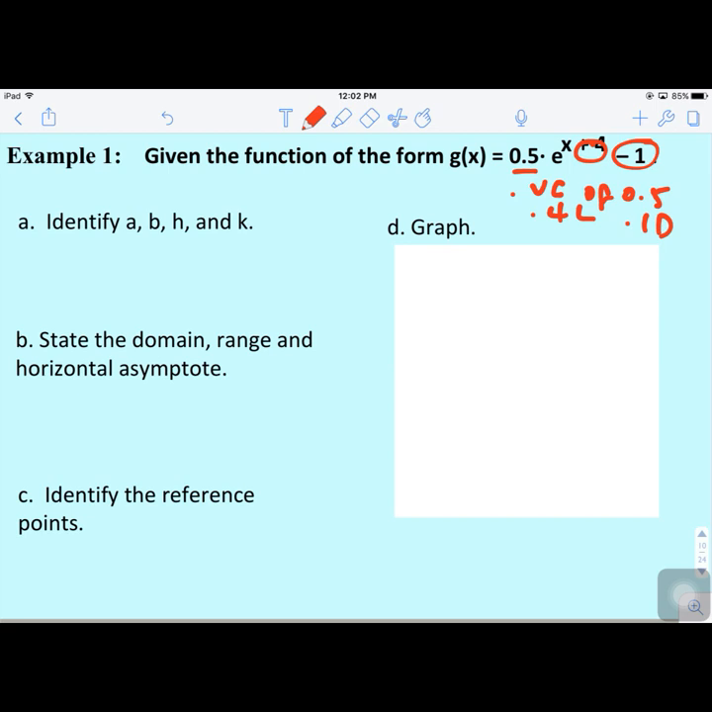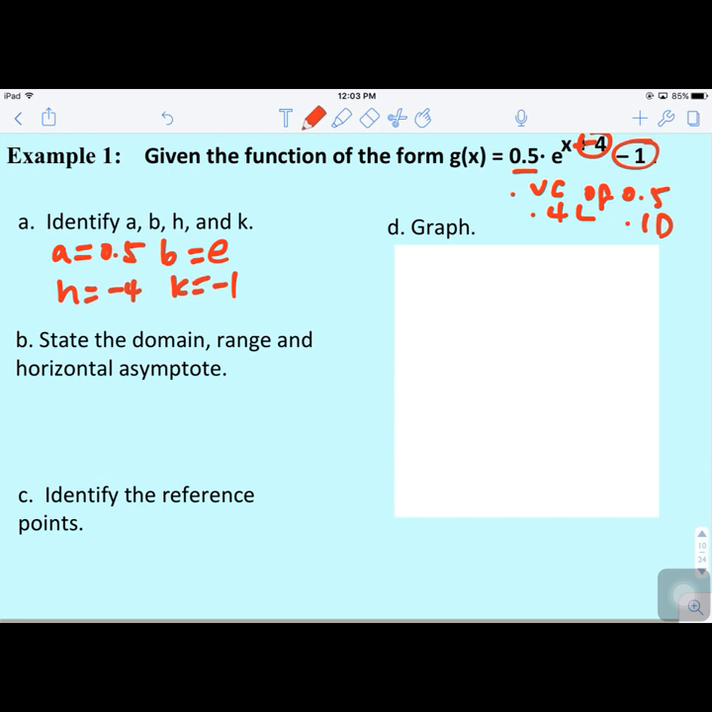Identify A, B, H, and K. So A equals the number in front, so A is equal to 0.5. B is the base, which in this case is e. H is the number that is with x, so that would be -4 because it is minus 4. So notice that is a minus 4 right here. So H equals -4, and K is just the number in the back, which is -1. So step A is done.